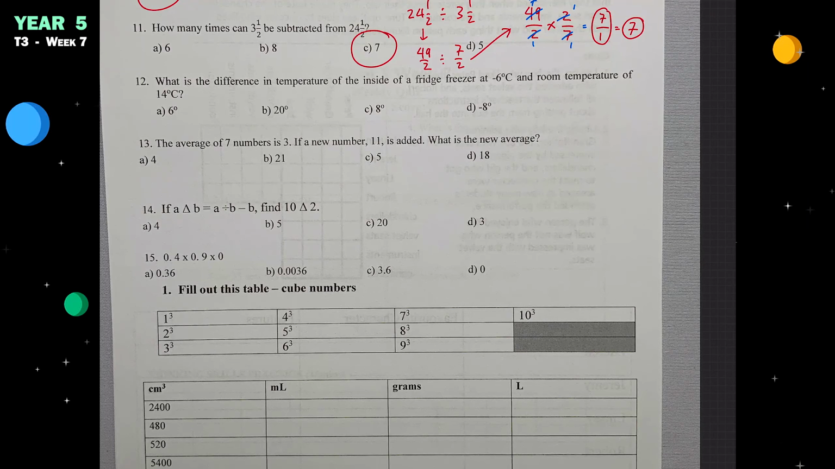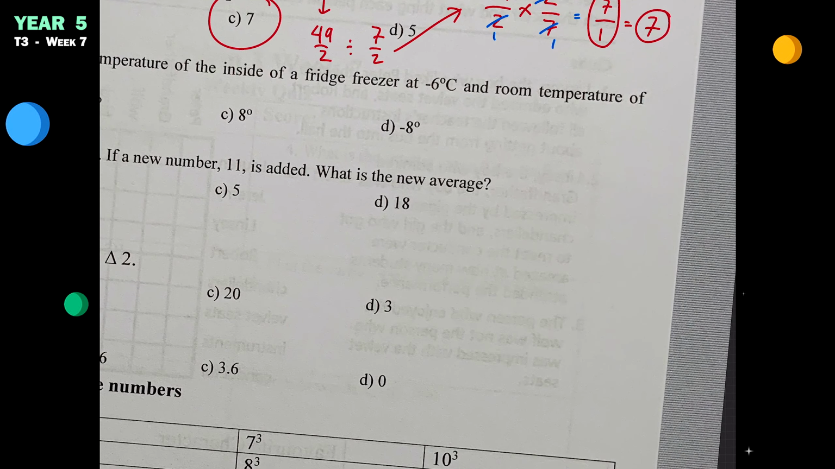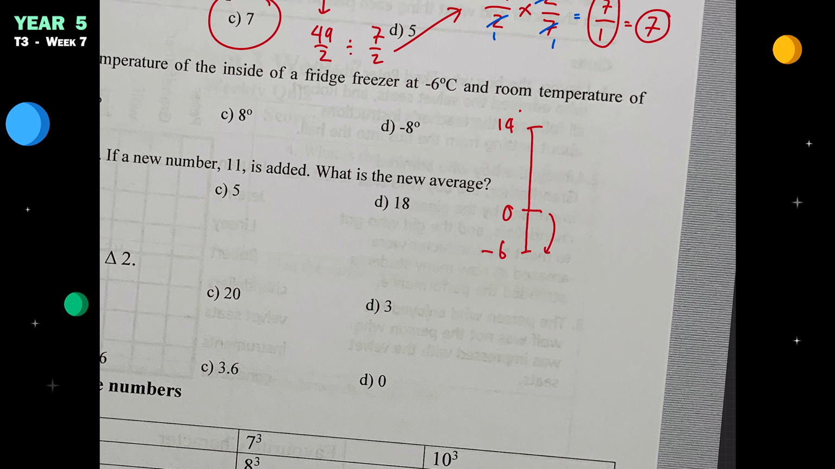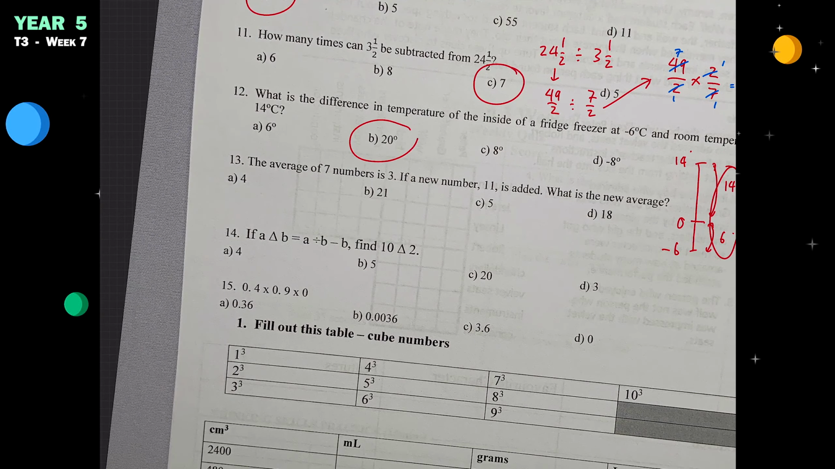What is the difference in temperature of the inside of a fridge freezer at minus 6 degrees Celsius and the room temperature of 14 degrees Celsius? So here's your temperature at 0, the room temperature is 14 degrees Celsius positive, and minus 6 is somewhere here. How much do I have to rise in temperature to reach 14? From here to here is 6 degrees to get to 0, and then another 14 degrees to get to 14. So together you have to rise a total of 20 degrees. So the answer is B.